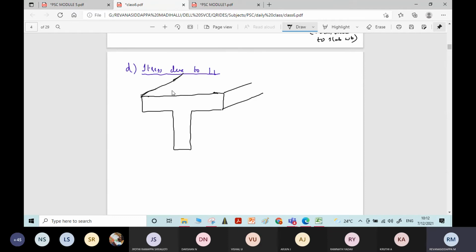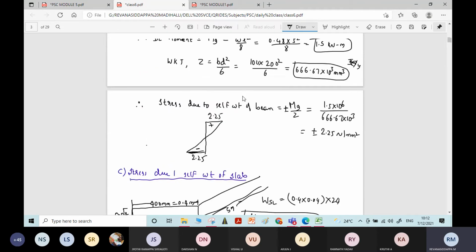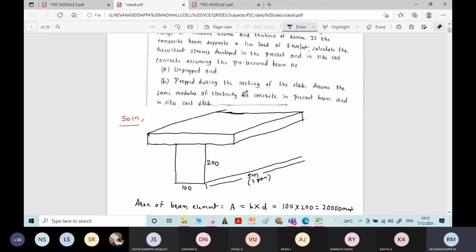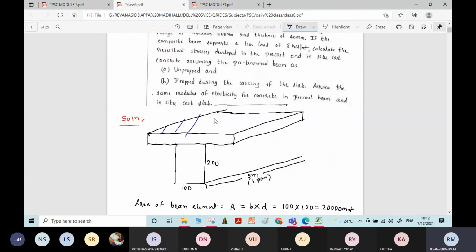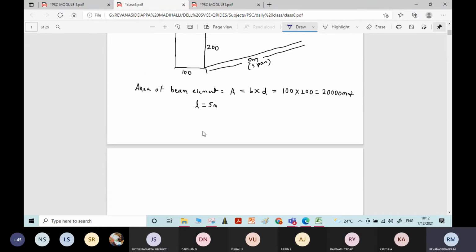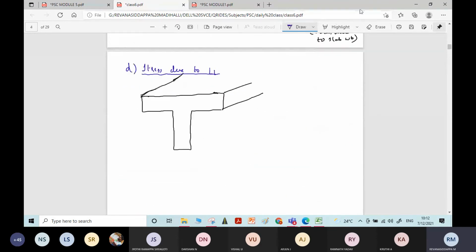So over this T section, the live load is existing. The intensity of live load is given. How much is it given? It is given as 8 kilonewton per meter square, over this slab. The live load intensity is 8 kN per meter square, which means per 1 meter area, 8 kN is the force. Now we have to convert this load per meter square area into load per meter length.